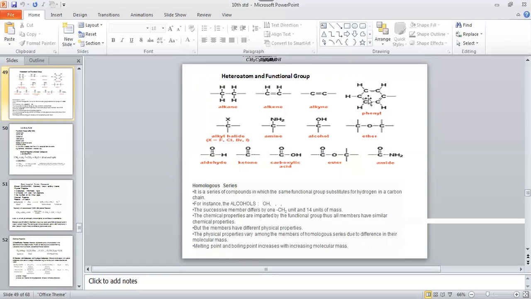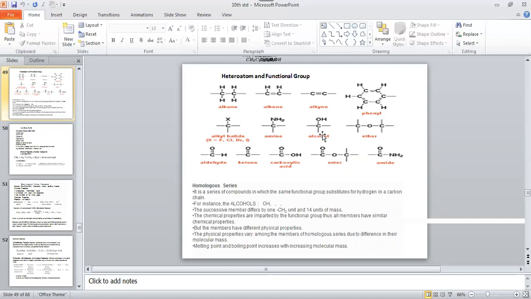Then this is an aromatic ring. When one hydrogen is replaced, it forms benzene; it is called a phenyl. Then alkyl halide contains a carbon-halogen bond. So this halogen is a functional group. Halogen is a heteroatom, and it may be fluorine, chlorine, bromine, or iodine. Then next is amine. Amine contains a carbon-nitrogen single bond. This nitrogen is bonded with two hydrogens. So the functional group in amine is NH2.